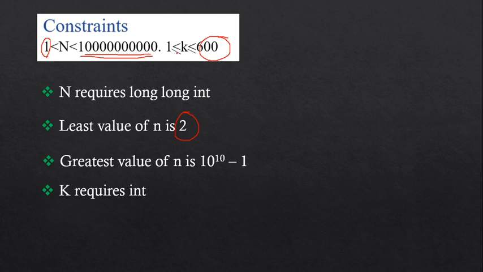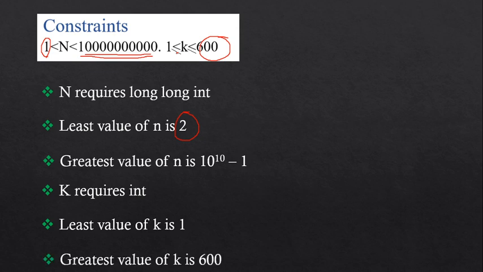1 is also included. So the least value is 1. Greatest value is 600. Can you all understand this? K requires an integer. Least value is 1. Greatest value is 600. And what is this 10 power 10 minus 1?